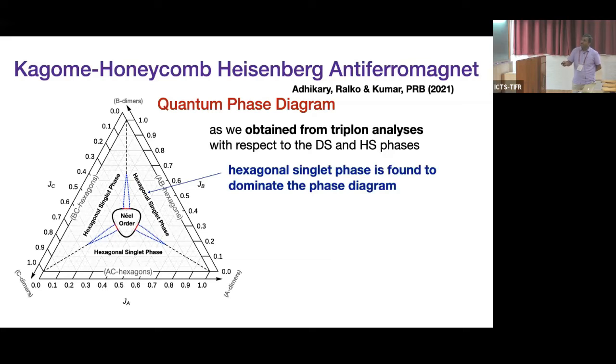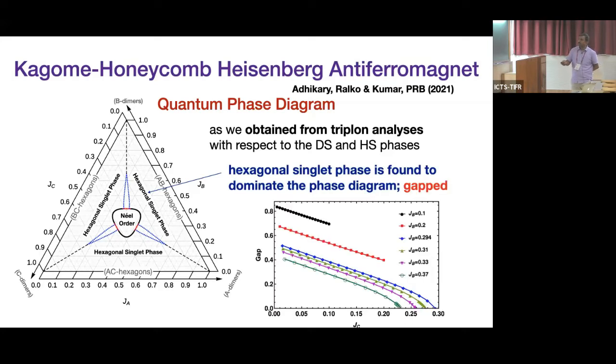So you obviously expect the AB hexamer singlet state, and it continues for a large portion of this triangle until it hits this black boundary, and that is where the gap continuously closes. This is the calculation of the gap from the triplon analysis. This black continuous line of the central region is the boundary obtained from triplon analysis by following the gap, and the gap continuously closes at this point. The closing of a gap in triplon analysis is a mark of an ordering transition.